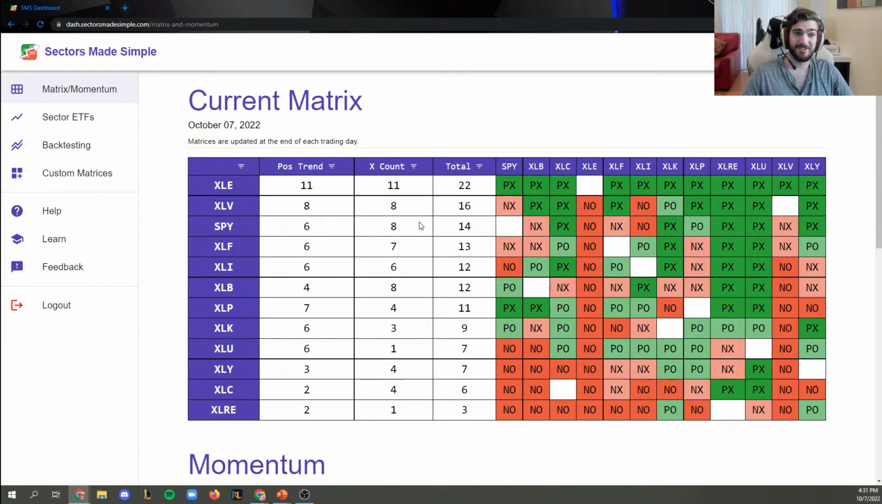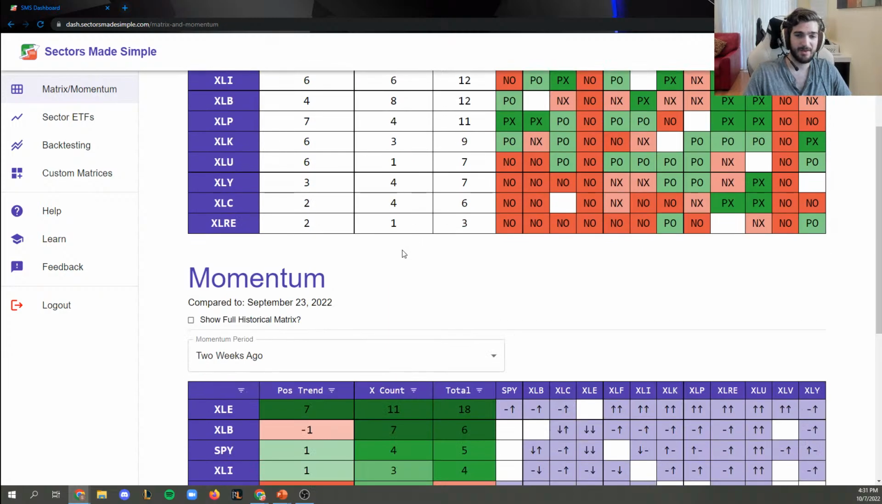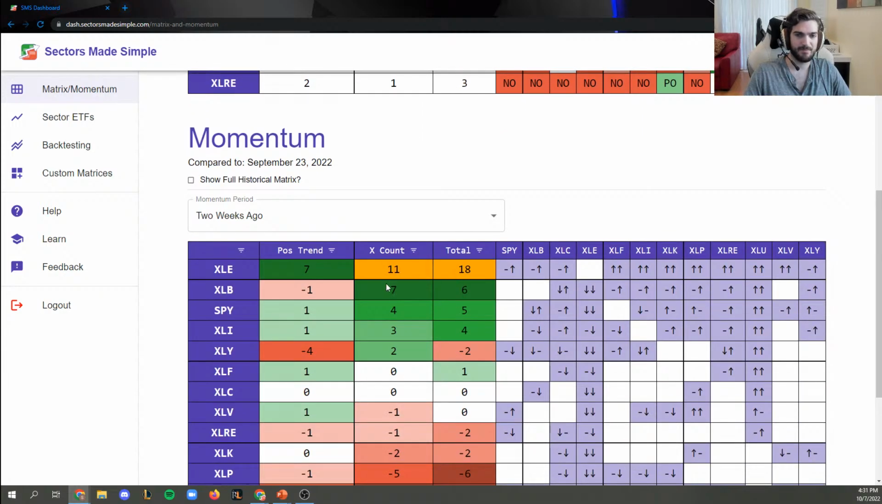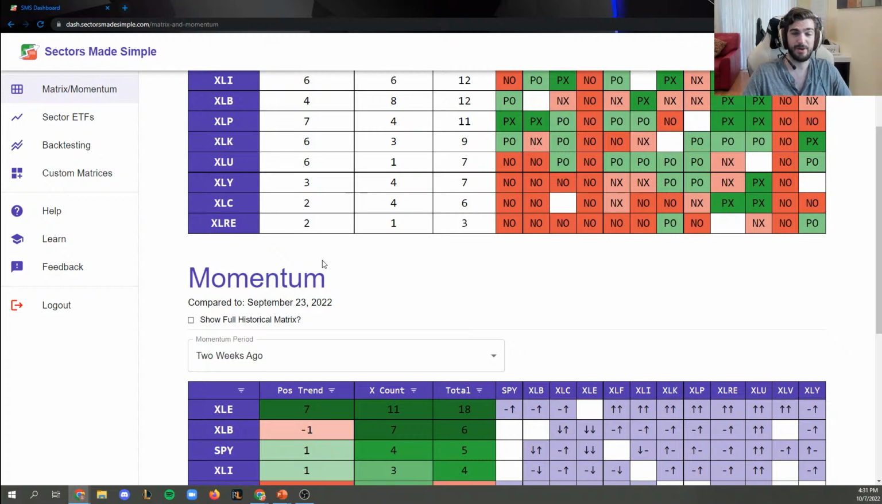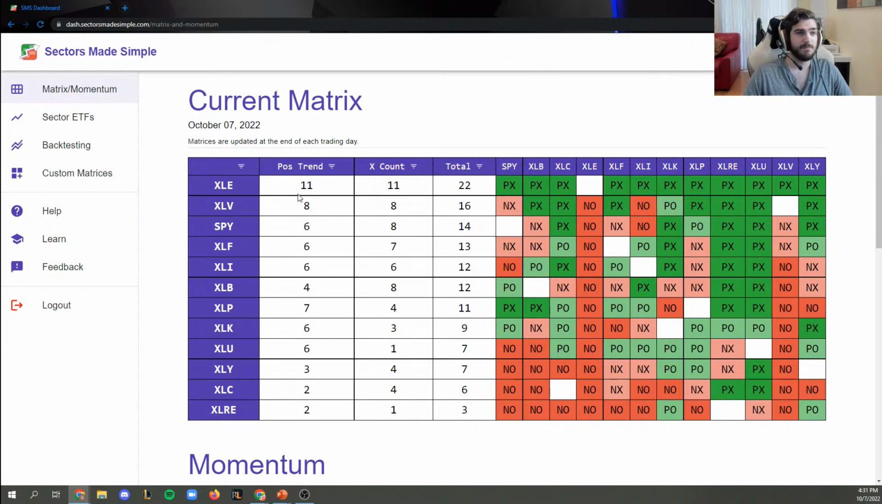Why? Because it has a good balance of long-term and short-term strength. It's gained a lot of strength in terms of momentum compared to 2 weeks ago. That, to me, is the sign of a strong sector. You get the answer to the question of what area should I start looking at very, very quickly.